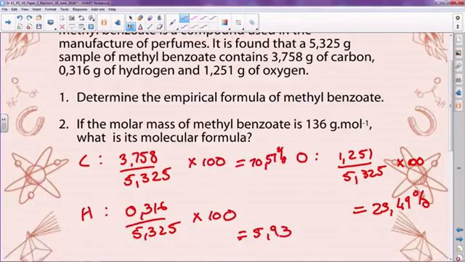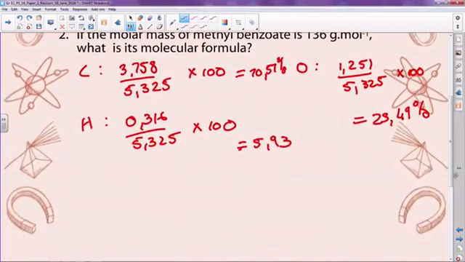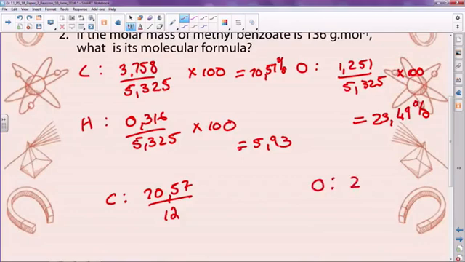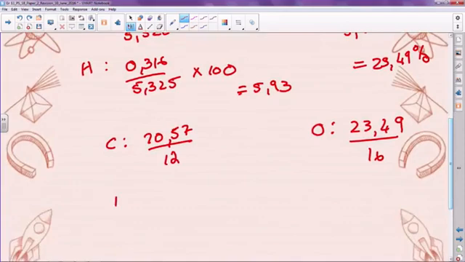Now you should know with empirical formula what you do with that. What do you do now? Now we need to convert that to moles. So carbon is going to be 70.57 divided by 12. For oxygen, it is going to be 23.49, and you're going to divide it by 16. Not by 32 because it's only one atom. We're not worried about it as a diatomic element. And hydrogen, we're going to go 5.93, and we're going to divide it by 1.